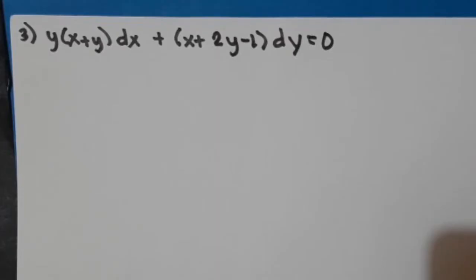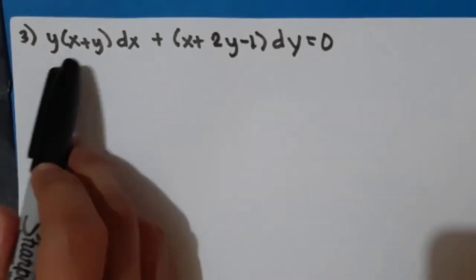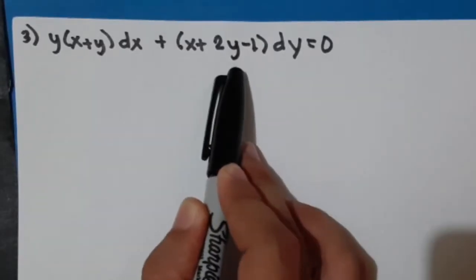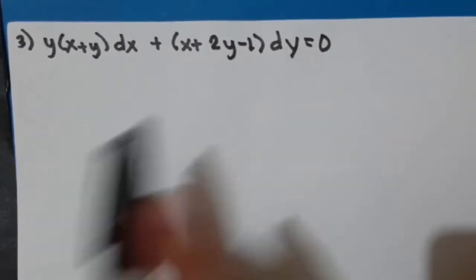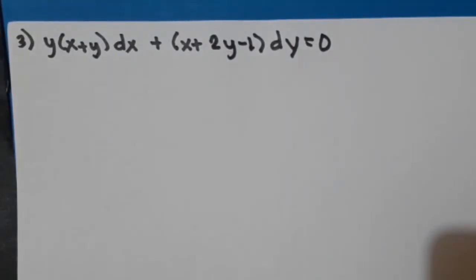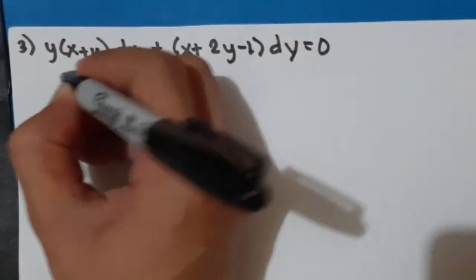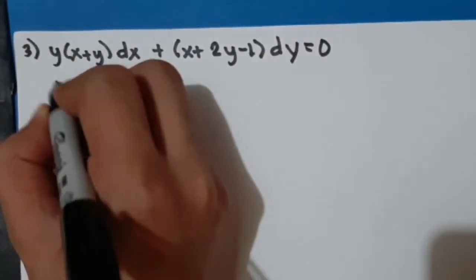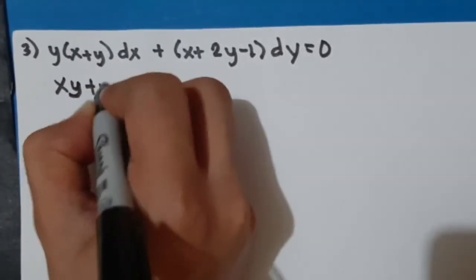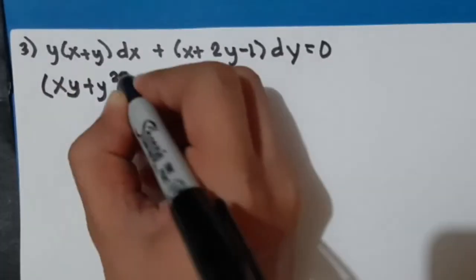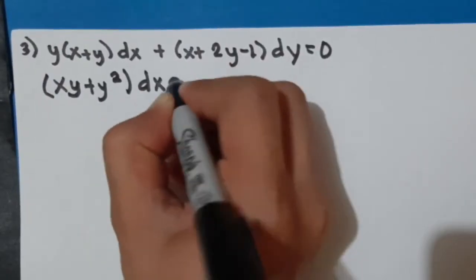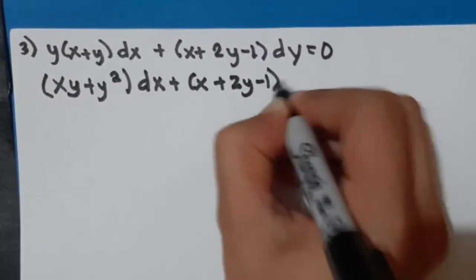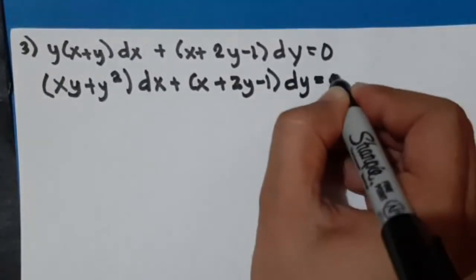For our third example, we have y times (x plus y) dx plus (x plus 2y minus 1) dy is equivalent to 0. So first we test for exactness. But first we simplify the equation: y times (x plus y), that is xy plus y squared dx, plus x plus 2y minus 1 dy is equivalent to 0.